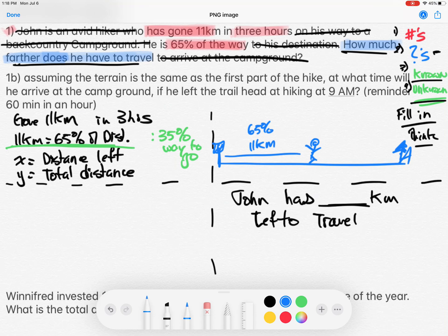Does this question ask anything about time? It doesn't, does it? So for this question, I actually don't need that. So I don't even have to put that in because it's not really that relevant.